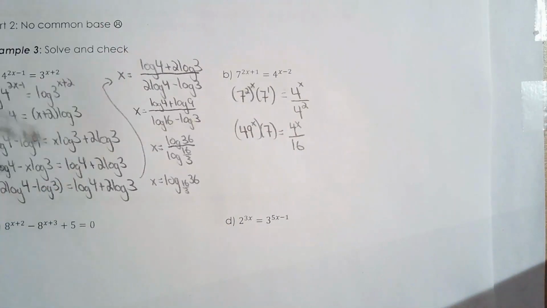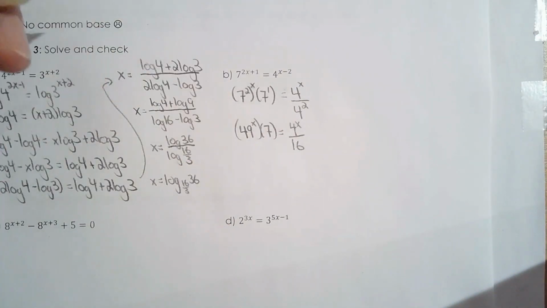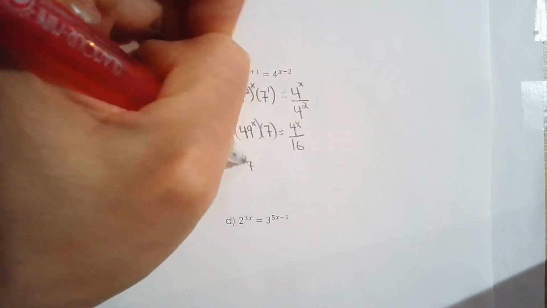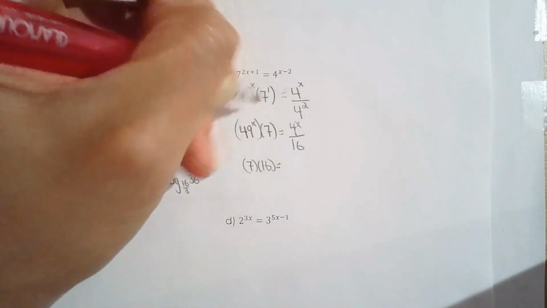So my goal is to solve for x. I see x on the left and right side, so I'm going to simply set it to, let's say, the right side. Okay, so I'm going to multiply both sides by 16 and divide both sides by 49 to the power of x. So I get 4x over 49 to the power of x.